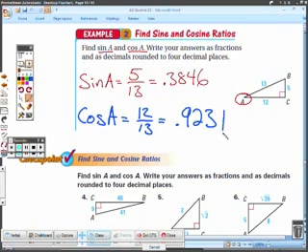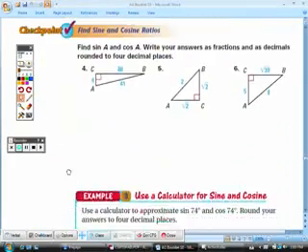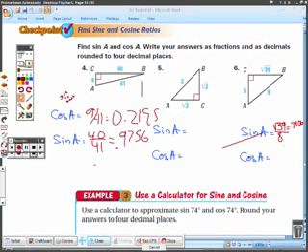Can you scroll it up? Okay, look at this one. You were scared to come up here, so let's look at it. The sine of A is across, so it'd be root 2 over the hypotenuse. It equals .707.